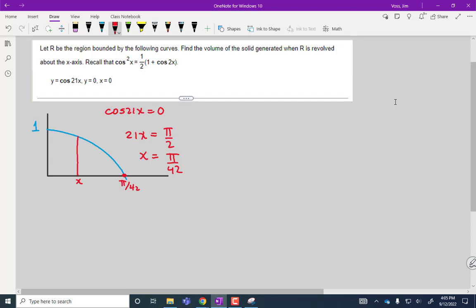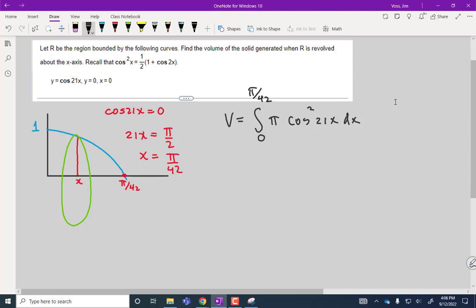So when we go to form a disk, this is rotating around, creating a disk. And the volume will be the integral of the area of that disk. Area of a disk is pi r squared. And what's the radius? Cosine function. It's the cosine function, and we're going to square it. So it's cosine squared of 21x. So pi r squared is the area of that disk. We're going to add up all those disks from 0 to pi over 42.